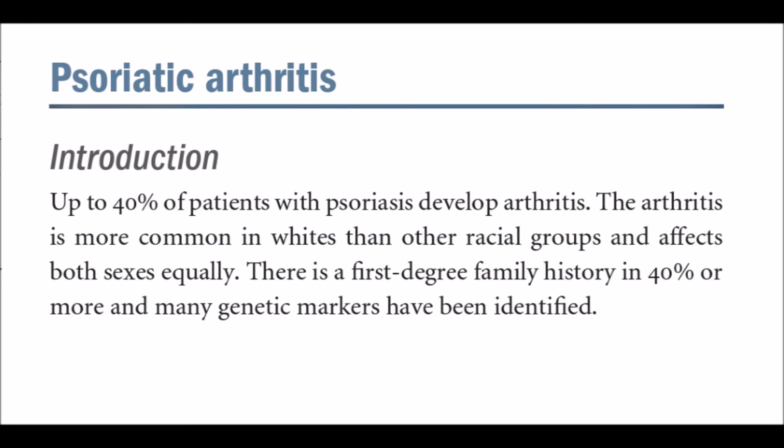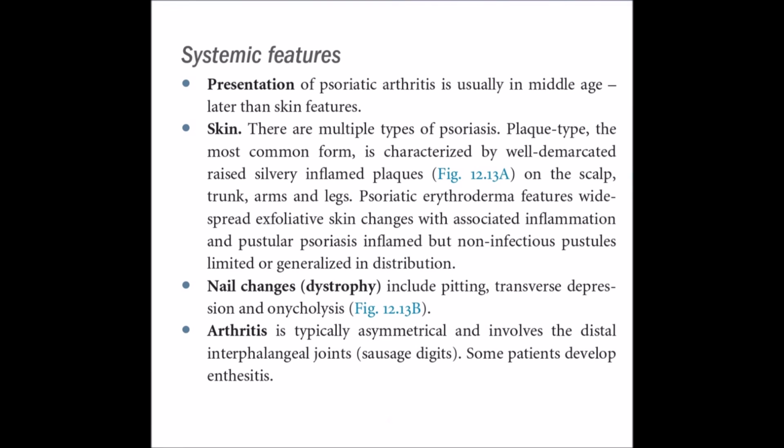Now, psoriatic arthritis: up to 40% of patients with psoriasis develop arthritis. Arthritis is more common in whites than in other racial groups, and affects both sexes equally. There is a first degree family history in 40% or more, and many genetic markers have been identified. Systemically, presentation of psoriatic arthritis is usually in middle age, later than skin features.